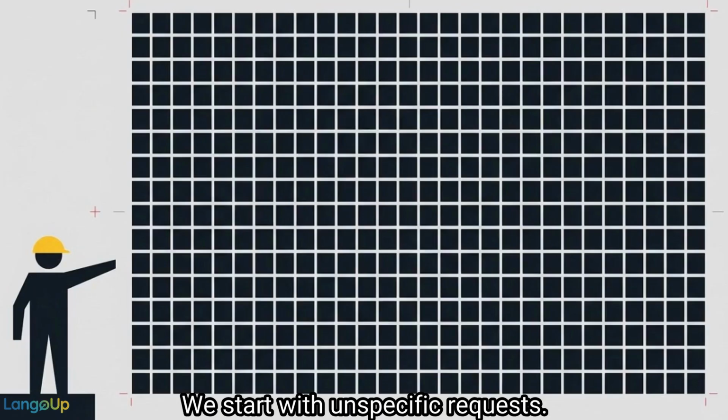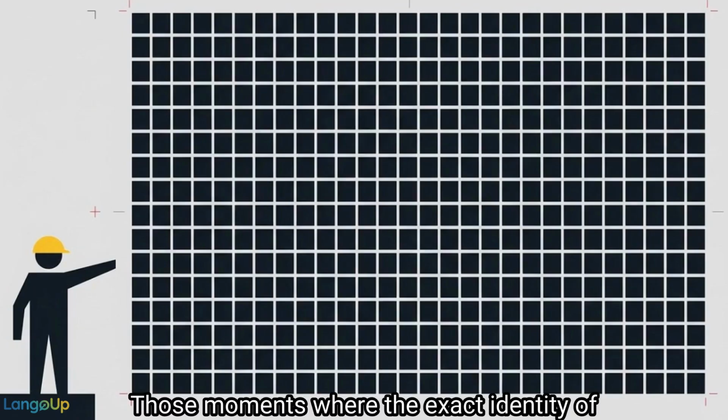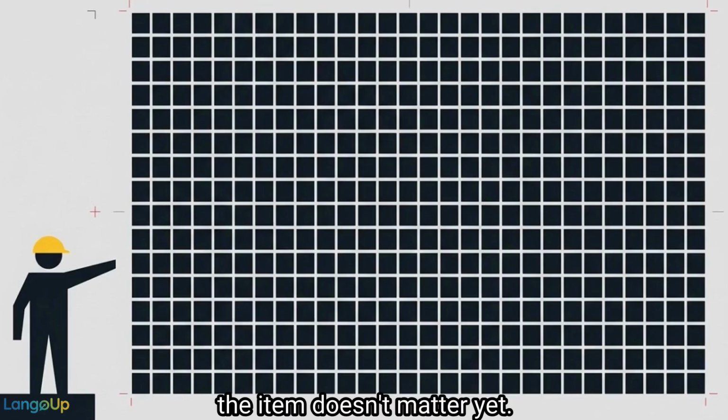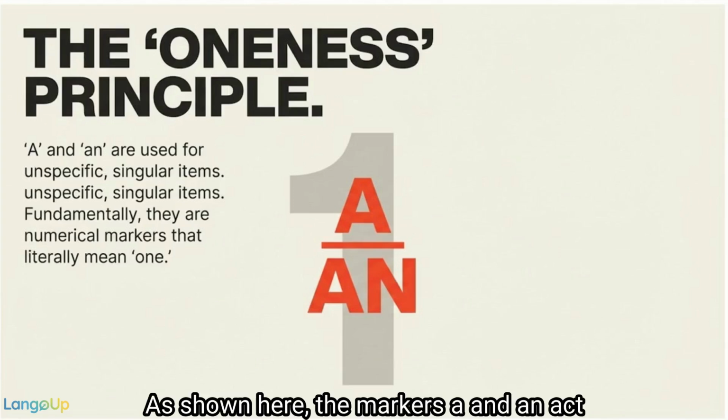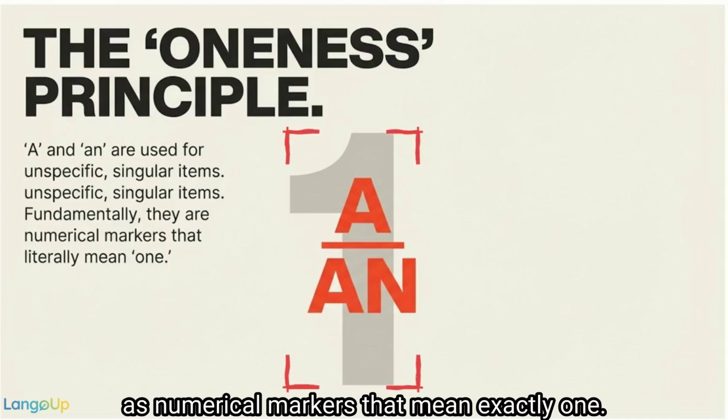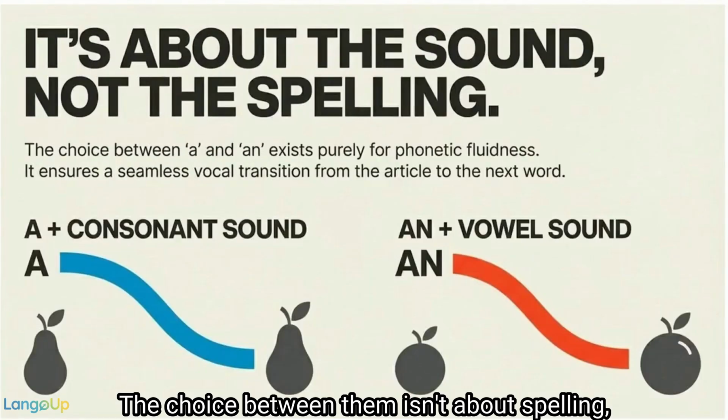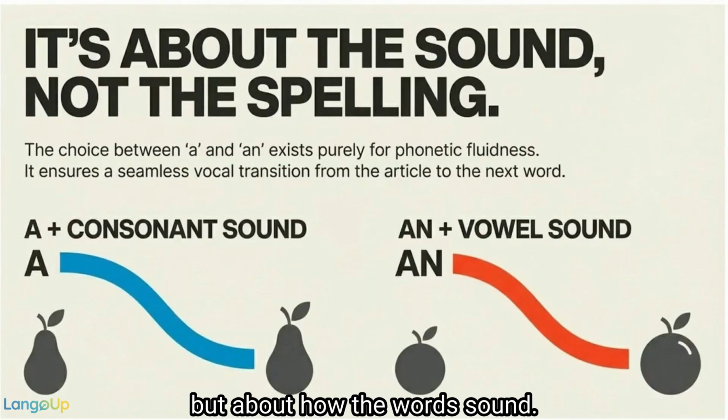We start with unspecific requests, those moments where the exact identity of the item doesn't matter yet. This is the oneness principle. As shown here, the markers a and an act as numerical markers that mean exactly one. The choice between them isn't about spelling, but about how the words sound.